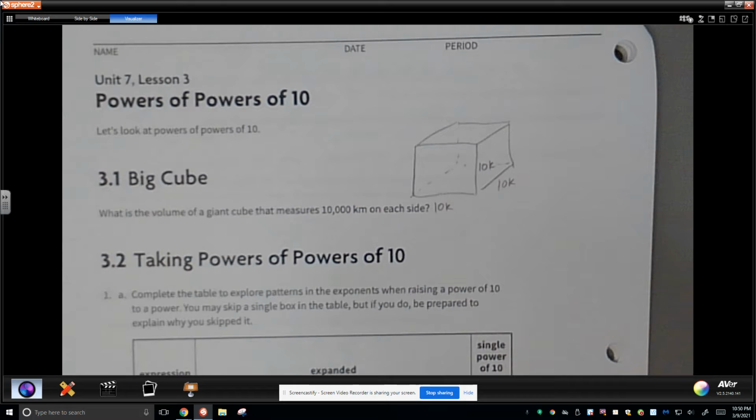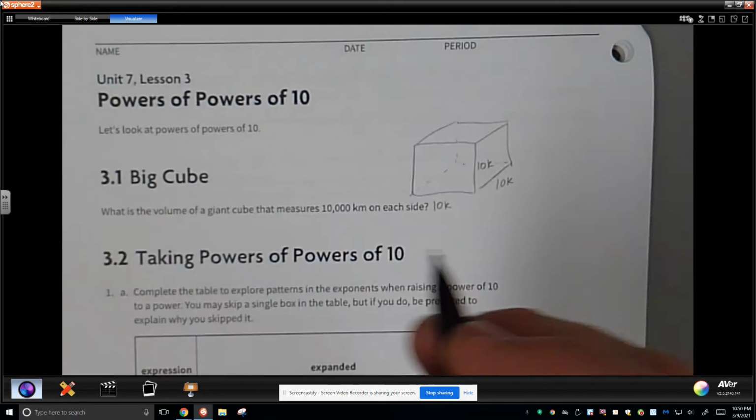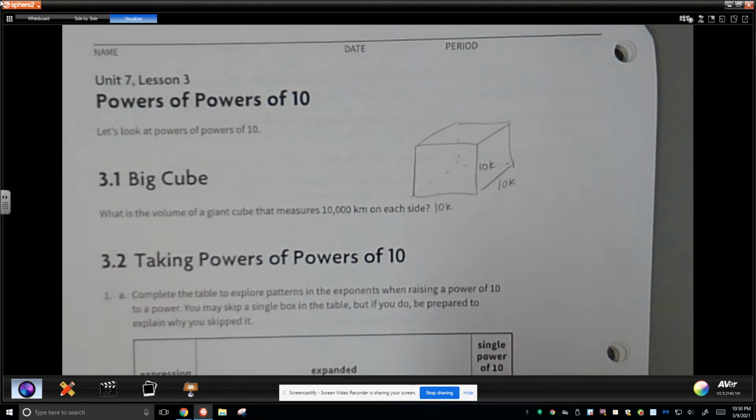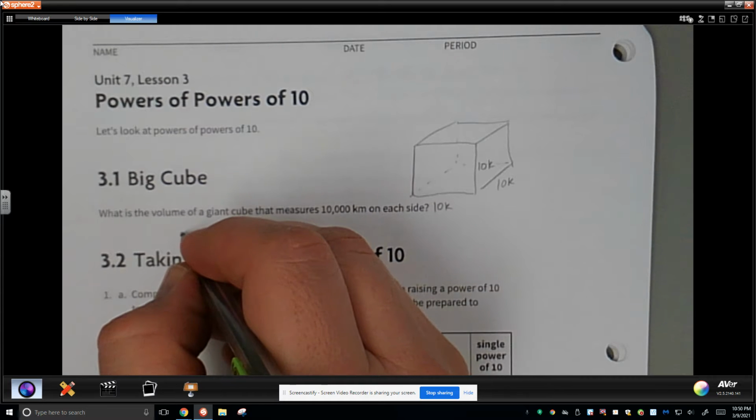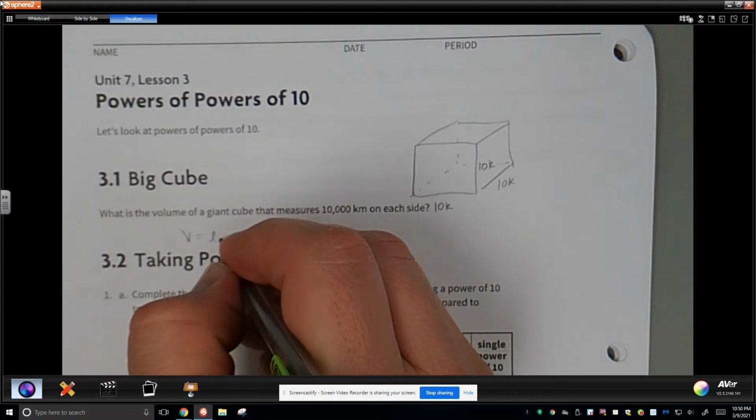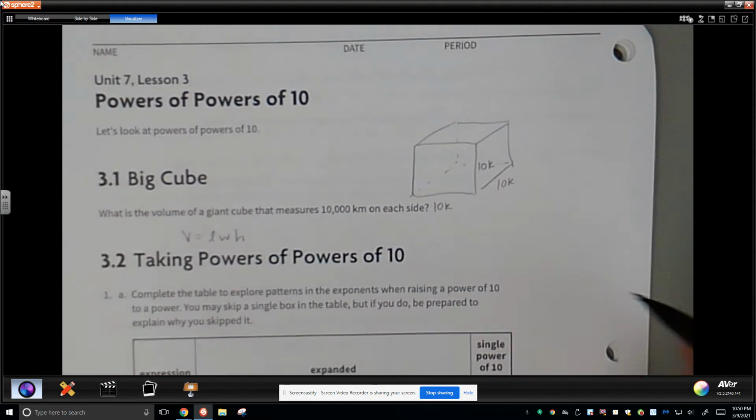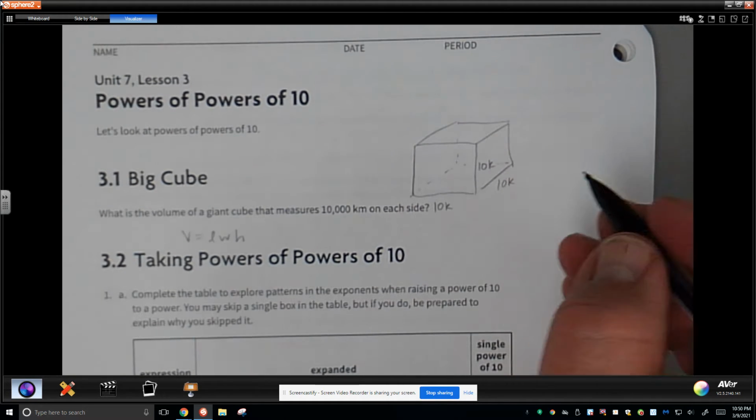But when we find the volume of that cube, the volume of a cube is equal to the length times the width times the height. And multiplying 10,000 times 10,000 times 10,000 doesn't seem like a big deal, but it's going to give us a really, really big number. So there's got to be a way to make this a little simpler.